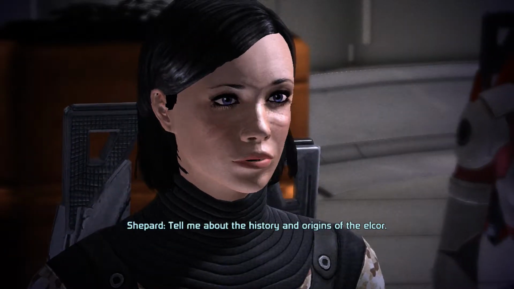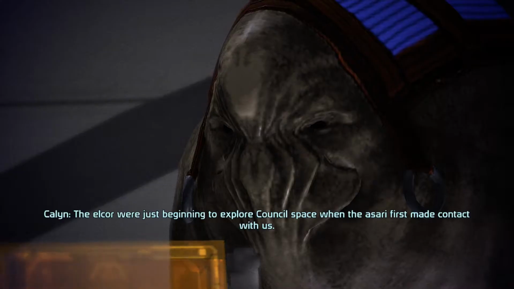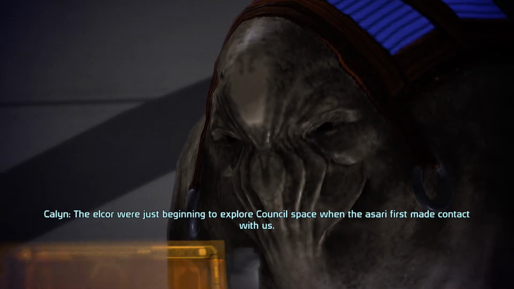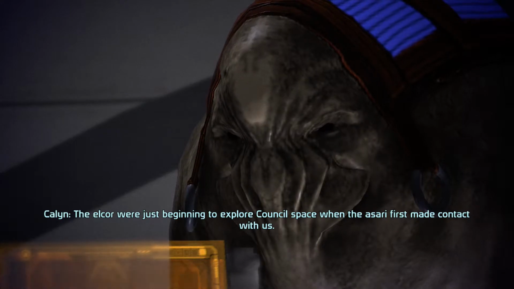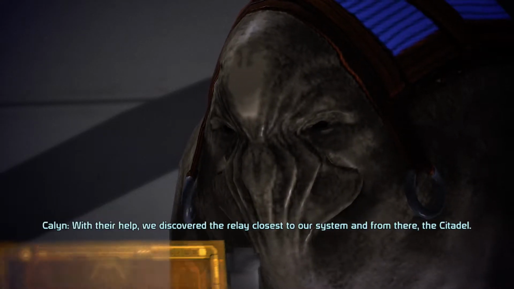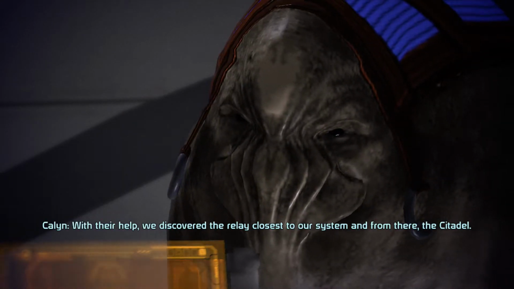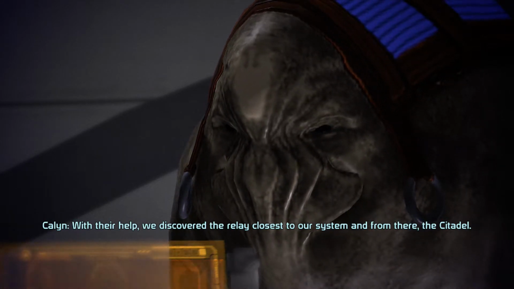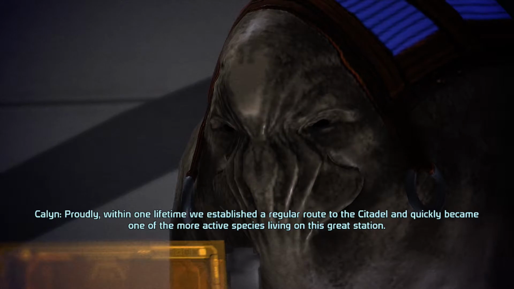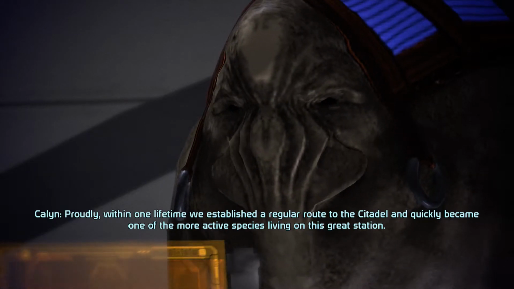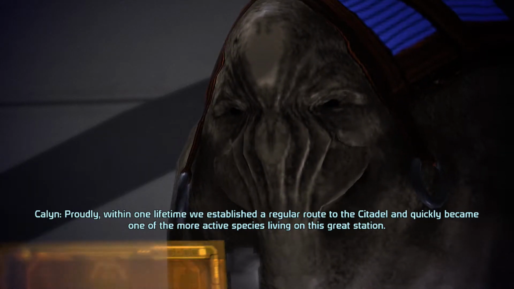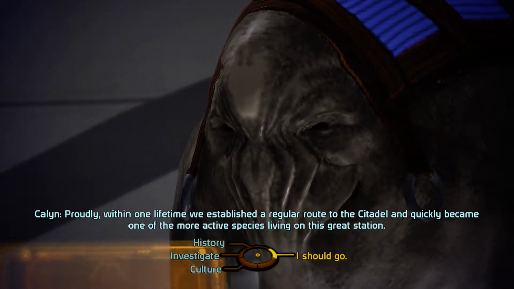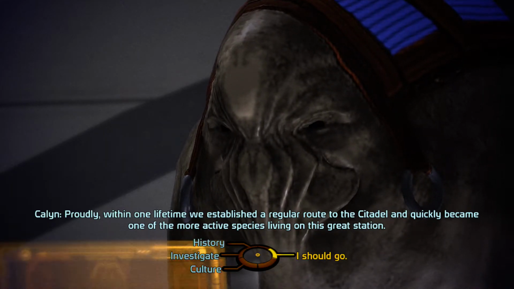Tell me about the history and origins of the Elcor. The Elcor were just beginning to explore Council space when the Asari first made contact with us. With their help, we discovered the relay closest to our system, and from there the Citadel. Proudly, within one lifetime we established a regular route to the Citadel, and quickly became one of the more active species living on this great station.